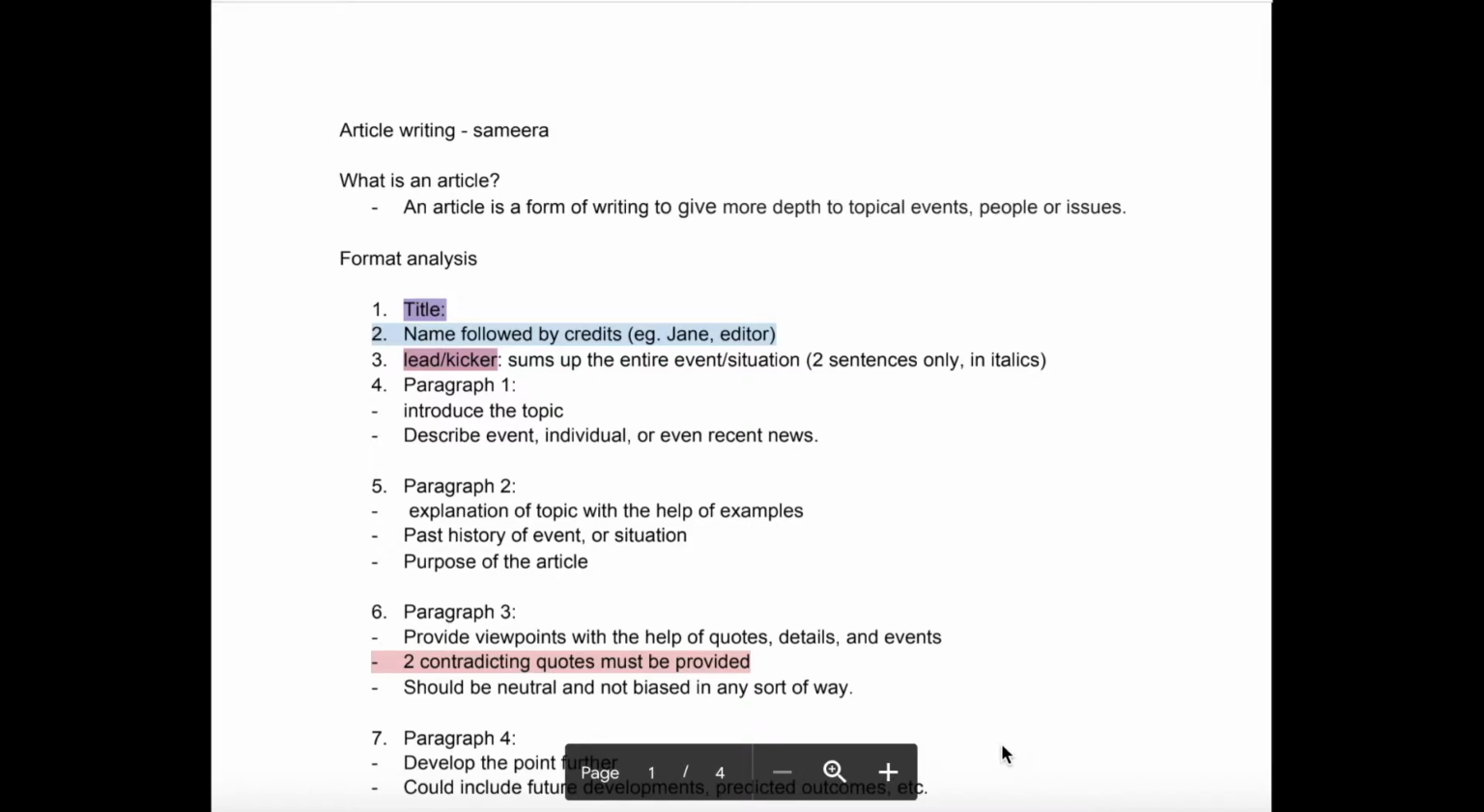Now before we move on to the format of an article, we must understand the two types of articles, magazine and newspaper articles. So what are the differences between the two and how do we identify which one is what? Feel free to pause this video and try to come up with any differences that you can think of. Okay, moving on. The first difference is formal versus informal.